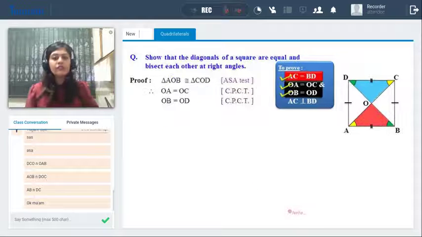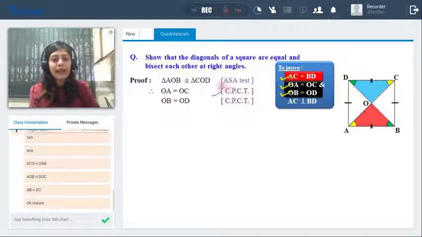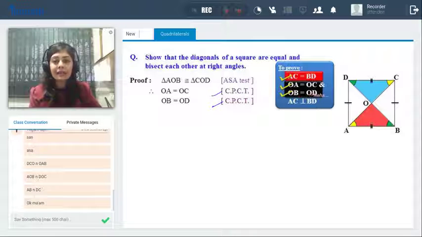So let's move ahead. So quickly we can say OA equal to OC, OB equal to OD by CPCT or CSCT. So we're done with 3 things. The last thing, AC perpendicular to BD.